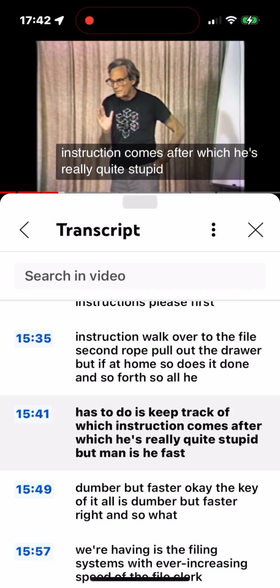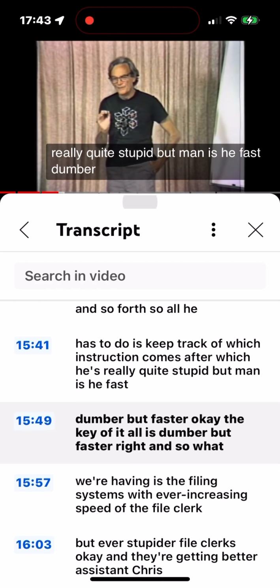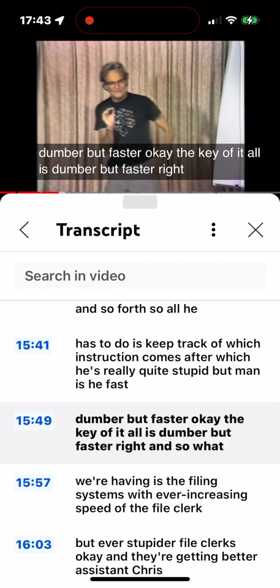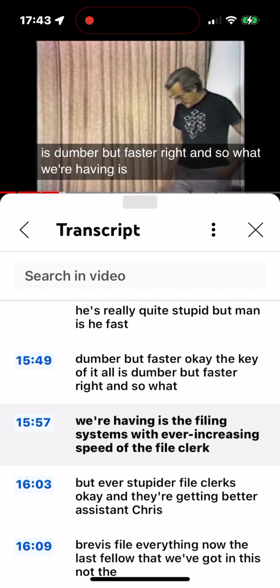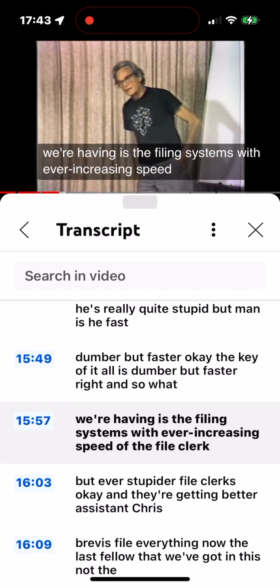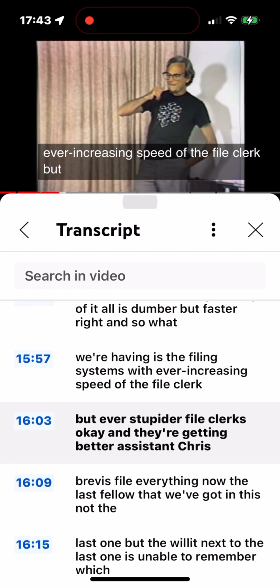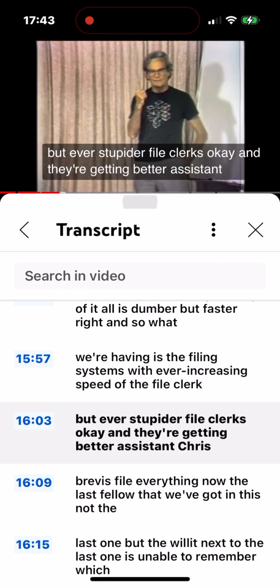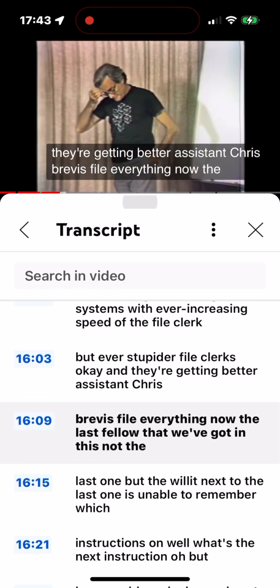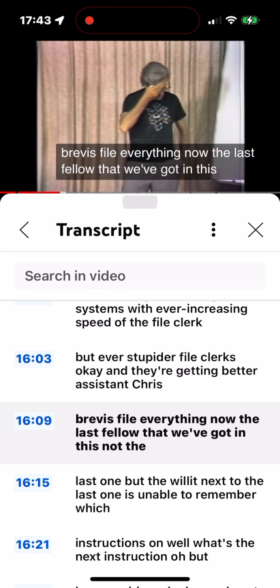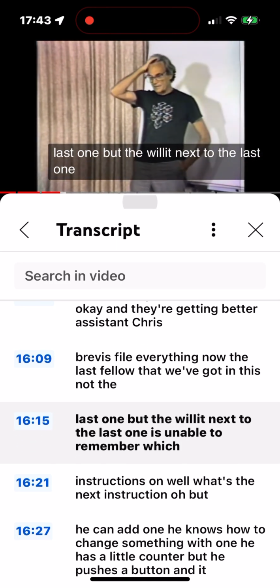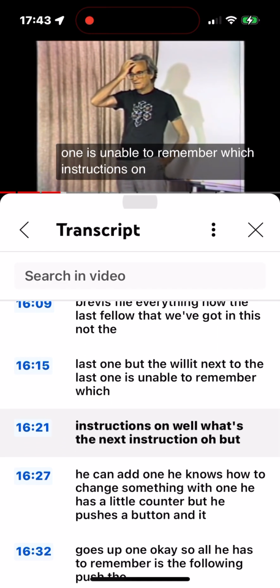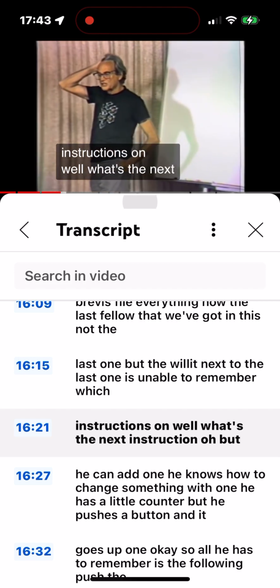He's really quite stupid, but man, is he fast. Dumber, but faster. Okay, the key of it all is dumber, but faster. Right? And so what we're having is filing systems with ever-increasing speed of the file clerk, but ever stupider file clerks. Okay, and they're getting better as systems because we must file everything. Now, the last fellow that we've got in this, not the last one, but the next to the last one, is unable to remember which instruction he's on. Or what's the next instruction?